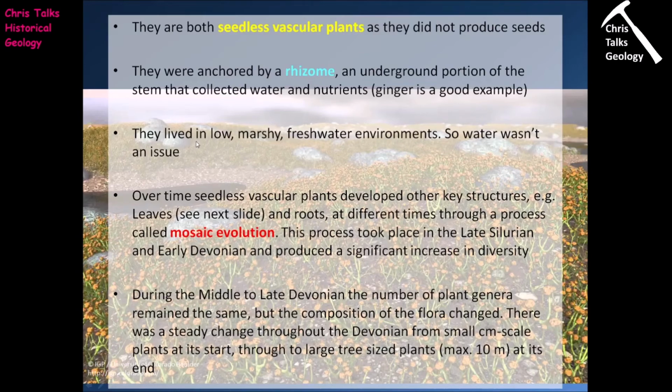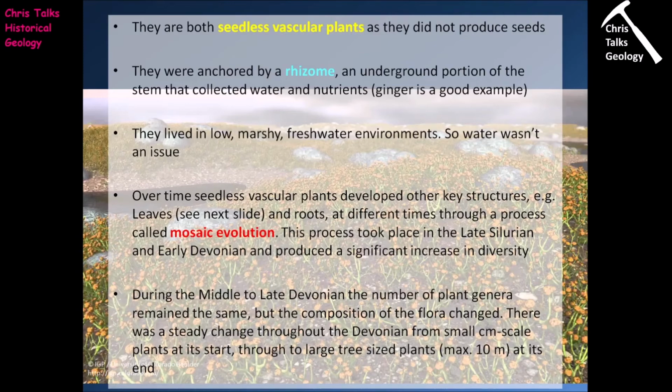Both Cooksonia and Rhynia would have lived in low, marshy, freshwater environments. This would have meant they wouldn't really have had to worry about water that much, so that gets around the desiccation issue to some degree. It also means there's plenty of water around to keep those vascular cells rigid, meaning the plants can stay upright.